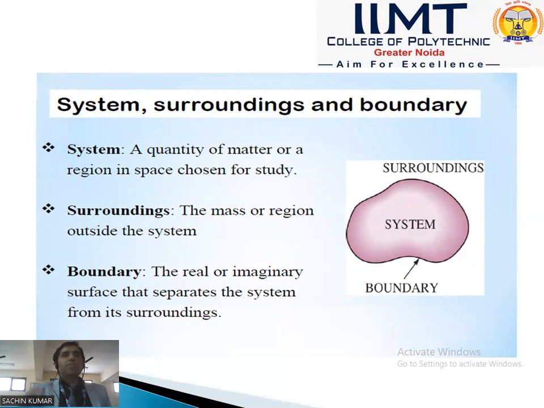So system means any process or reaction we follow, we consider that region as the system, and outside the system we count the surrounding. And between the system and surrounding is the boundary, which may be a real boundary or an imaginary boundary. So in thermodynamics, we have defined system, surrounding, and boundary.